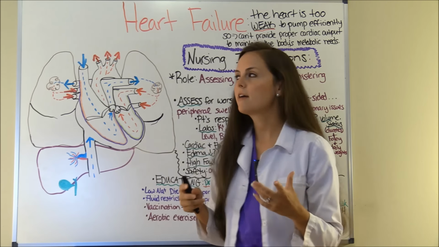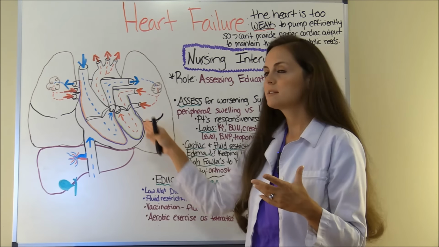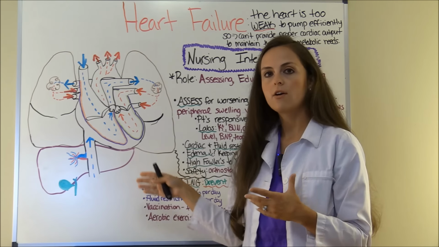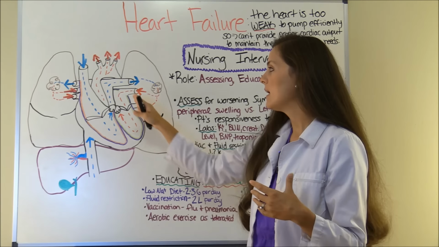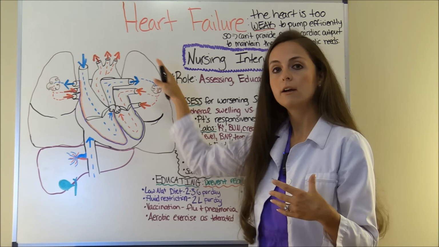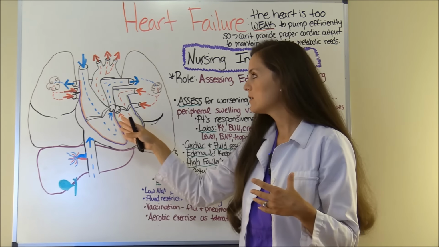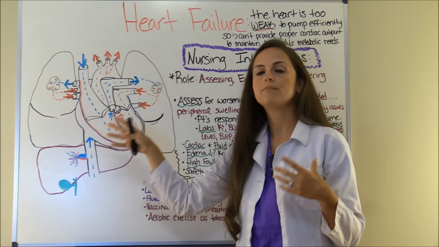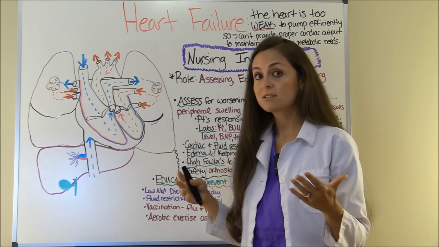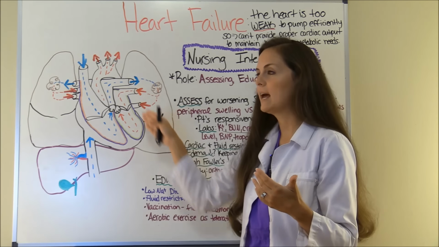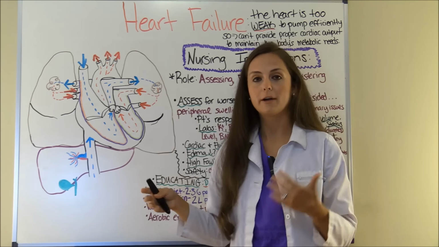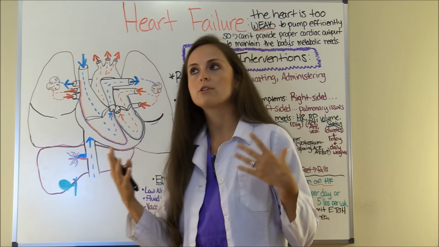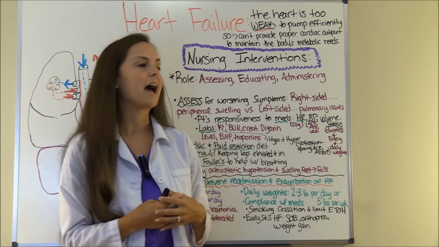And remember from the other video, the left side of your heart or the right side of the heart can be affected, or you can have both. So remember, with left-sided heart failure, you're going to get the pulmonary symptoms, and with right-sided heart failure, you're going to get those peripheral symptoms. The most common type of heart failure is left-sided, and it can cause right-sided heart failure. So keep those things in mind whenever we're talking about medications and things like that.